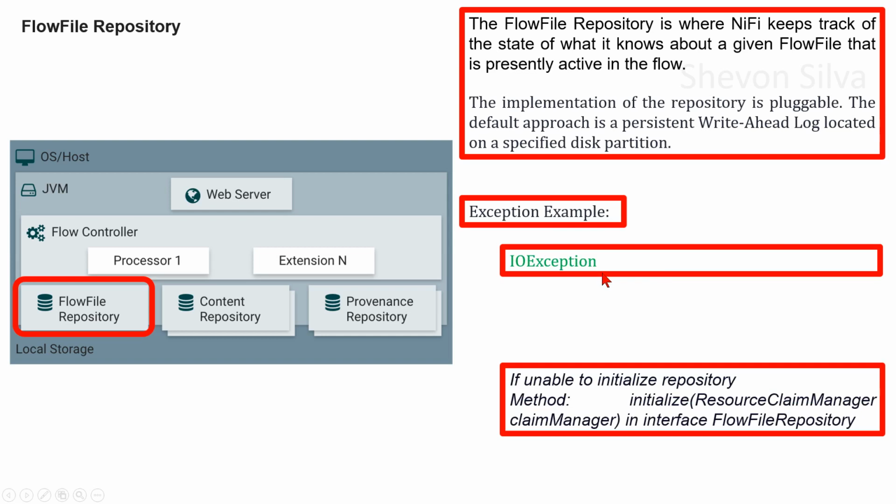As an example, we can consider this exception that occurred in the initialize method in the interface FlowFileRepository: IOException, if it is unable to initialize the repository.